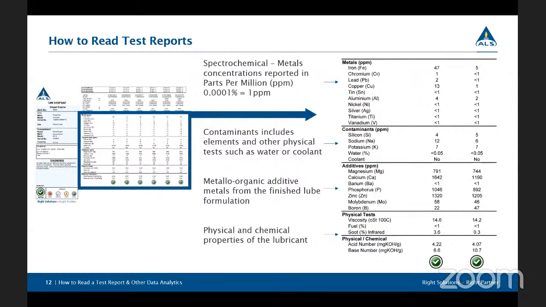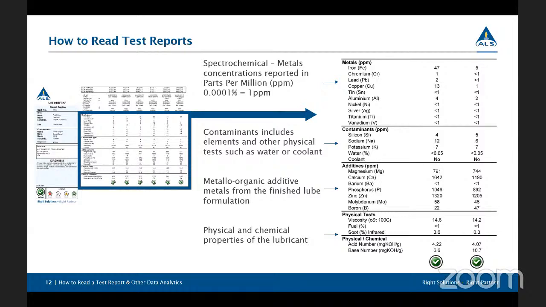Now, getting into the actual test data itself, we try to split it up so it's fairly organized and easy to understand. So as you remember at the beginning, there's 3 different things that we're looking at when we test oil. So we're looking at the physical properties. Is that lubricant within the parameters that we'd expect? Then we're looking for contaminants, and then we're looking at wear debris and wear metals. Well, up at the top, you're going to see the metals themselves. So that's the spectrochemical analysis, and those metal concentrations are reported in parts per million.